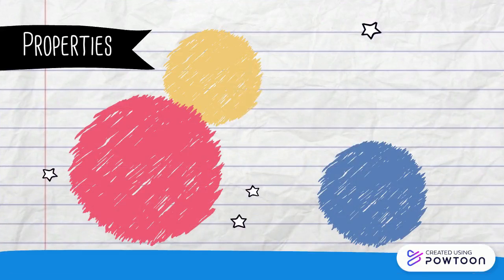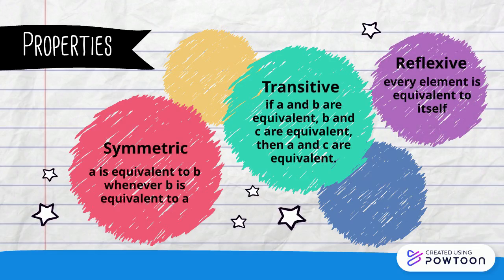Symmetric is A equivalent to B whenever B is equivalent to A. Transitive, where if A and B are equivalent and B and C are equivalent, then A and C are also equivalent. Reflexive is every element is equivalent to itself.